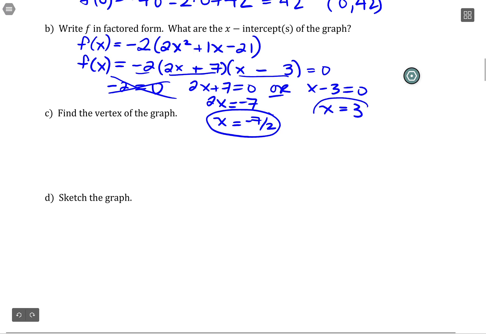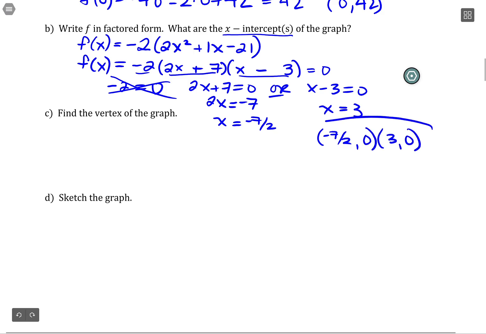And those are our two, I shouldn't circle them yet. Those are our two solutions. What we were asked for are the x-intercepts. So we're going to say negative 7 halves, 0 is one intercept, and 3, 0 is the other intercept. And that's what I will actually circle.